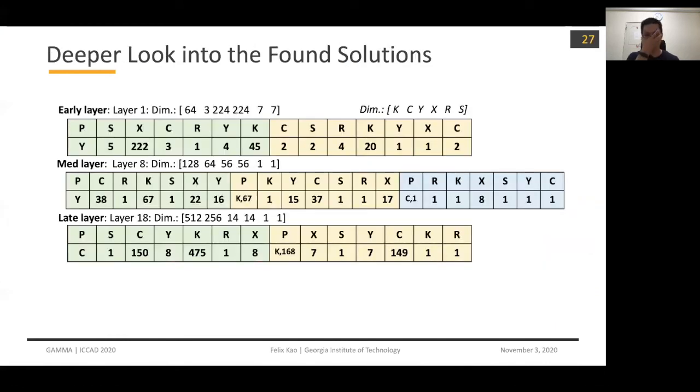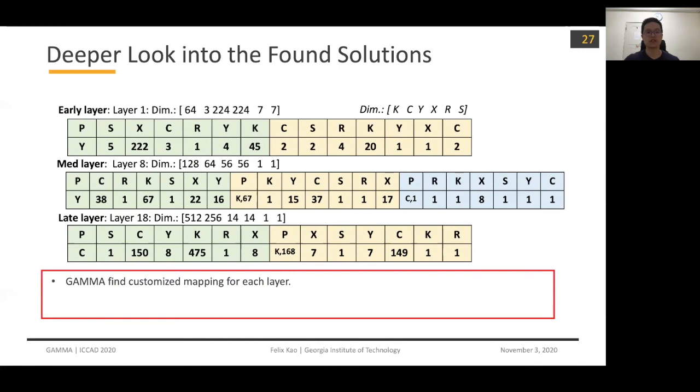Now let's take a deeper look at our solution. Here you are looking at some found solutions for VGG16. First of all, GAMMA actually finds a customized mapping for each layer. Second, the found parallelism dimensions are consistent with the heuristic. For the early layers, we have some large activation dimensions, so we want to parallelize across the activation dimension. And for the late layers, we usually have larger channel size dimensions, so we want to parallelize across the channel size, like K and C here. Moreover, we can see that GAMMA found some special tile sizes and interesting compute orders that are normally hard for humans to come up with.